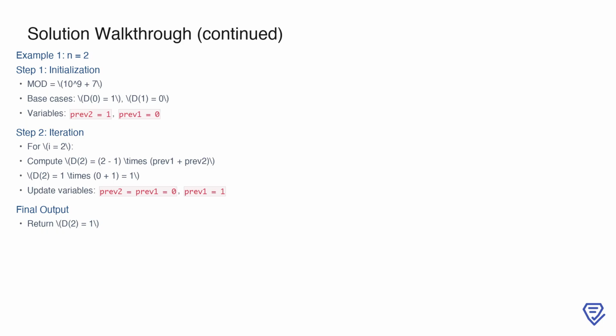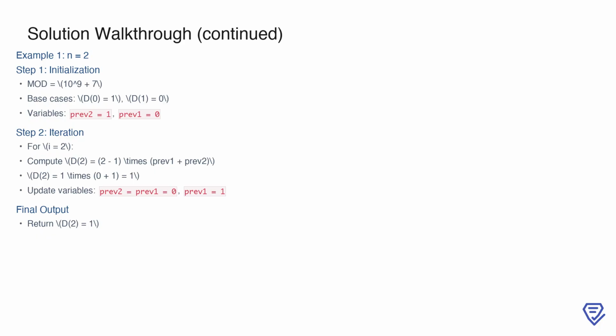First, we define the base cases: d0 is 1, as an empty set has only one way to be considered deranged, and d1 is 0, as a single element cannot avoid its original position. We initialize two variables, previous 2 as 1 and previous 1 as 0, to store the results of d0 and d1, respectively. Now, for i equals 2, we compute d2 using the formula d2 equals (2 - 1) times the sum of previous 1 and previous 2.